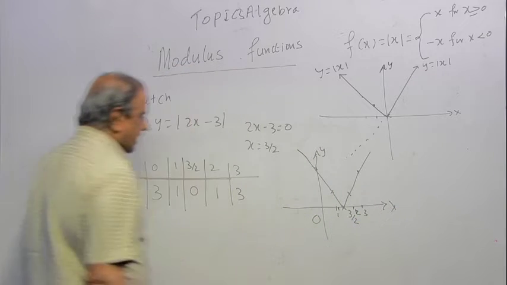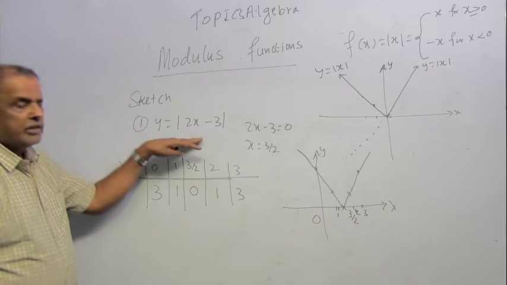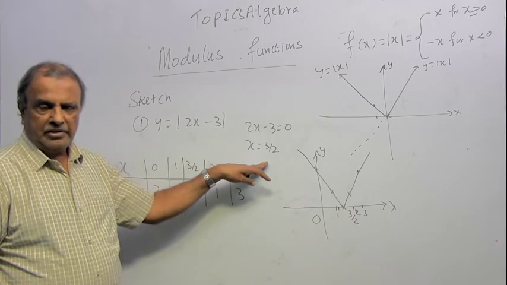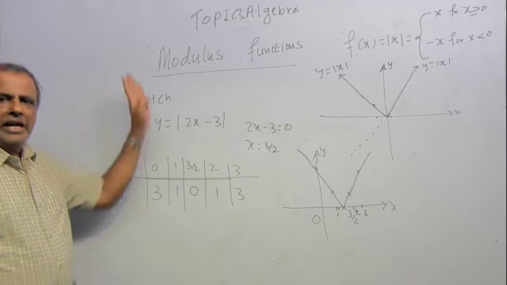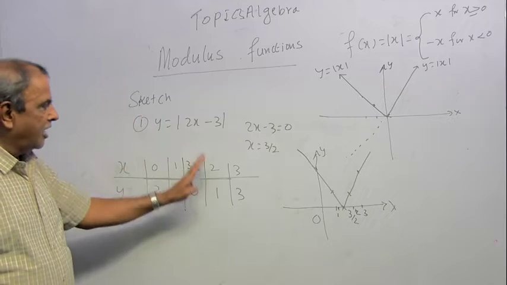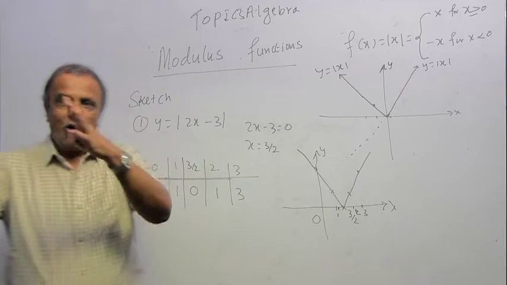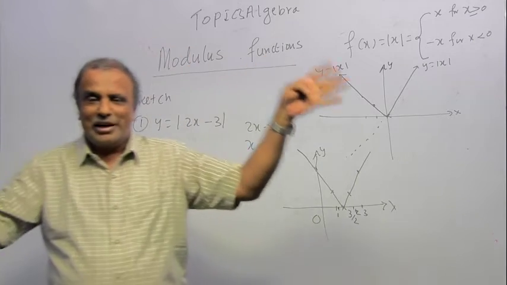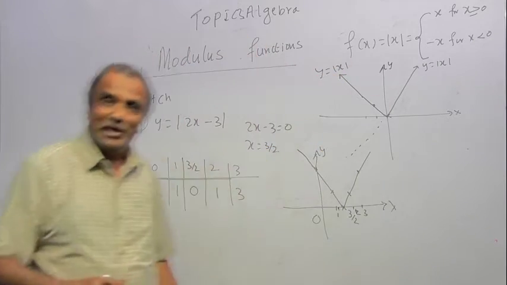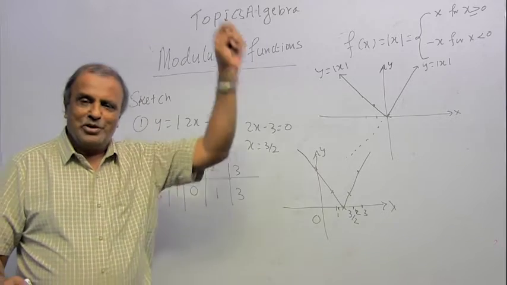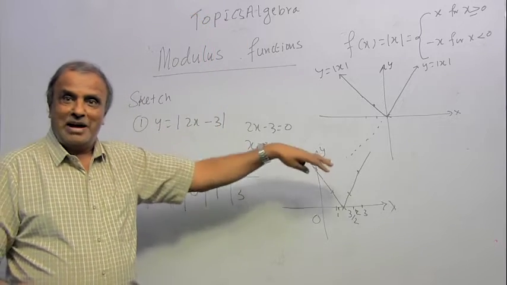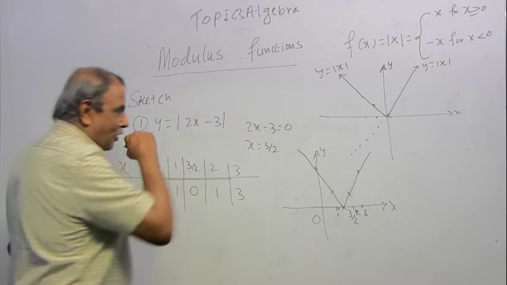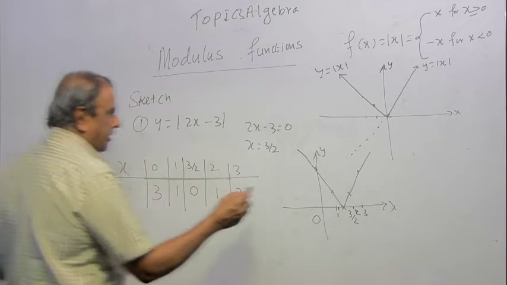In general, whenever you've got mod of ax plus b, put ax plus b equal to 0, get the value of x, and then take two values to the left and two to the right. You could take 100 values, and spend the whole 1 hour 40 minutes of your exam taking values and plotting a beautiful graph. You'll just get the 2 marks and that's it. It's only a sketch, so don't spend too much time. So therefore, plot the points.